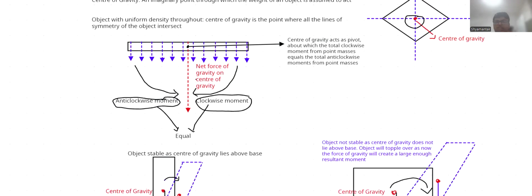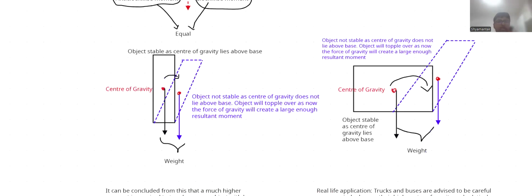Now, center of mass is often related to stability. An object is stable as long as the center of gravity lies above its base. The base is basically this. An object would not be stable if, due to a turning effect, the center of gravity does not lie above the base anymore. If this happens, the object will topple over, as the force of gravity will create a large enough resultant moment. This is very important. The reason of physics behind why it will topple over is the moment that will be created by the force.